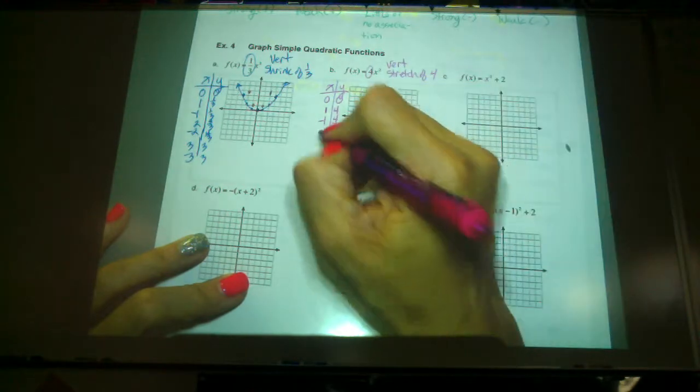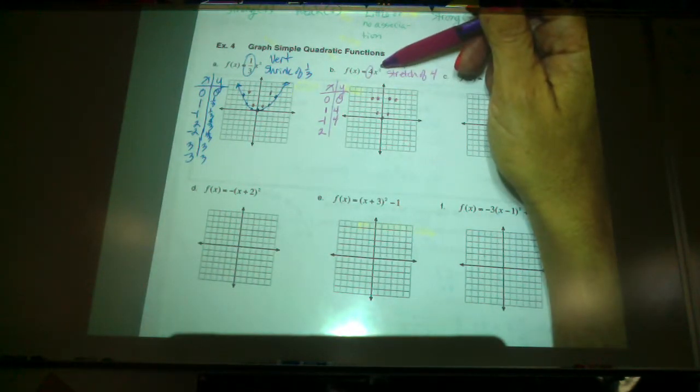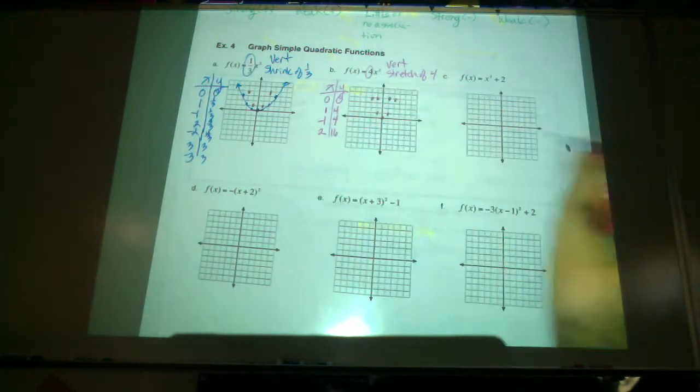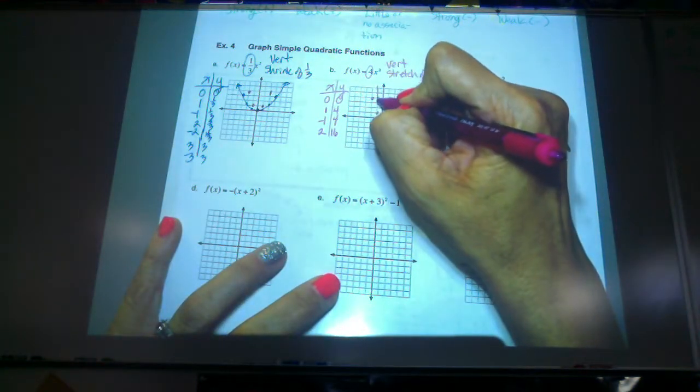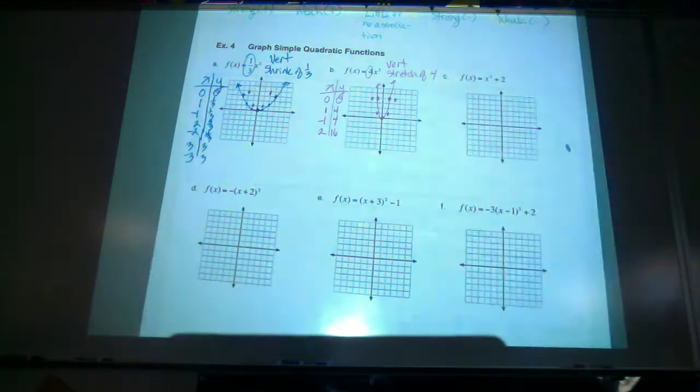But what happens if I put 2 in here? What's 2 squared? 4 times 4? 16. I can't fit 16 on there, so I'm not even trying -2. It's not going to fit on there. But I can still sketch a graph, and didn't it go in closer to the y-axis? Yeah.